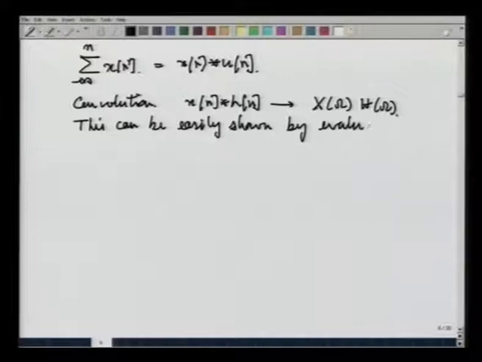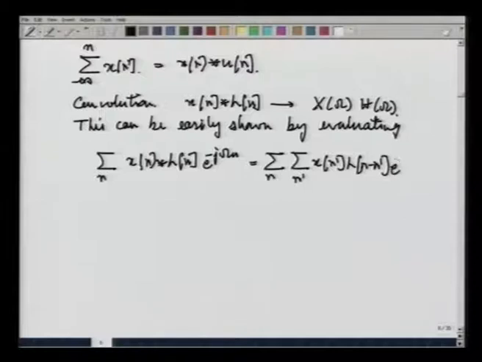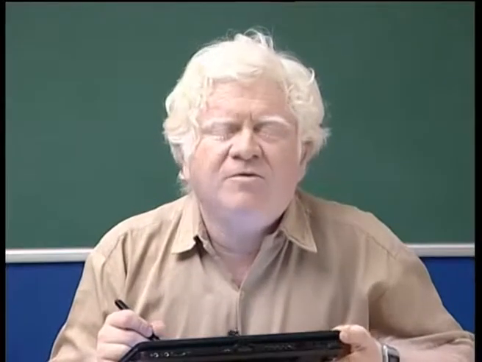by evaluating the summation over all n of x n convolved with h n, times e to the minus j omega n, which is equal to summation over all n of the convolution itself, which is summation over all n dash of x n dash h n minus n dash, times e to the minus j omega n. I am not going to carry out the remaining two steps that will lead us to this result, but it is not very hard. You just have to use the property of time shift and then repeat the exercise of finding the Fourier transform. So, you will get this particular result.